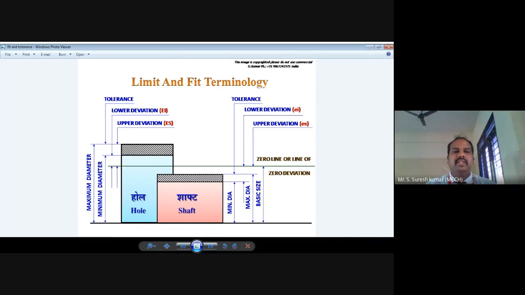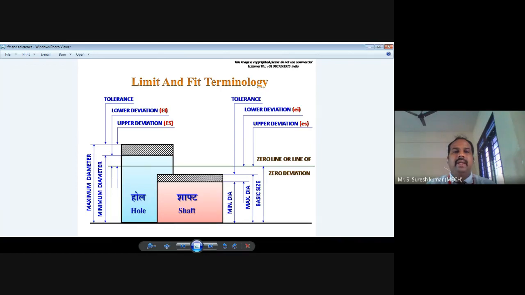Then, what is meant by shaft basis system? In this system, the different clearances and interferences are obtained by associating various holes with a single shaft, whose upper deviation is zero.